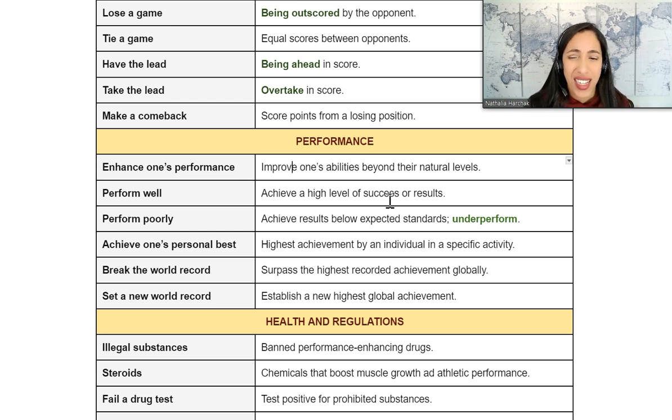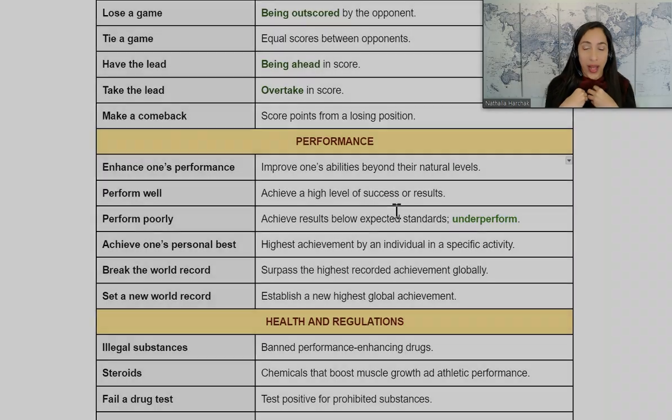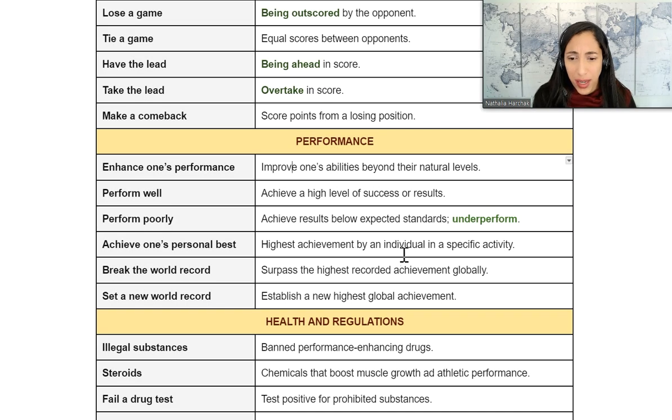Perform well: achieve a high level of success or results. Perform poorly: achieve results below expected standards, or you can say underperform, okay? Achieve one's personal best. So if you are competing, you are an athlete, and you want to achieve your personal best, it's the highest achievement by an individual in a specific activity.